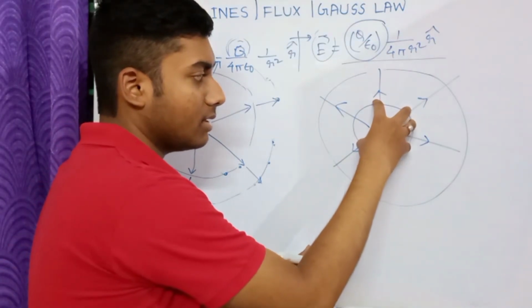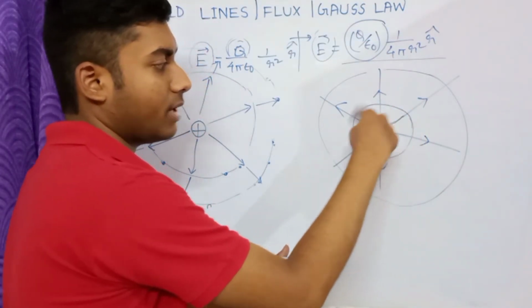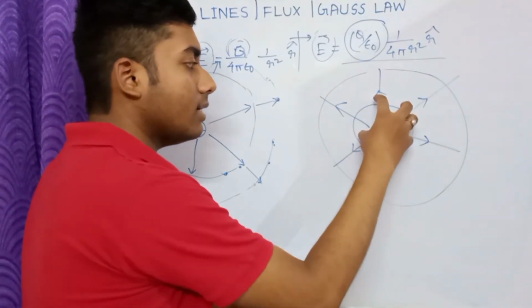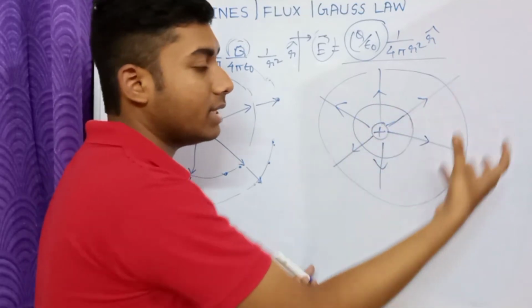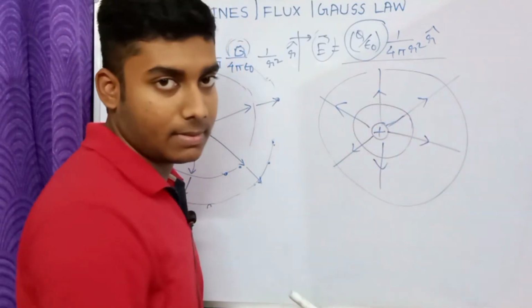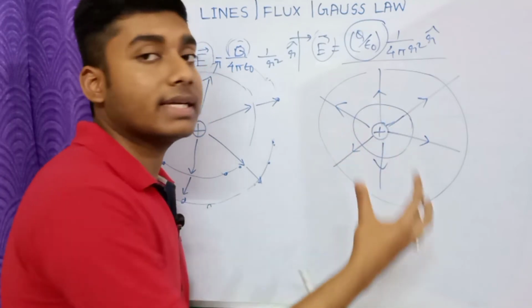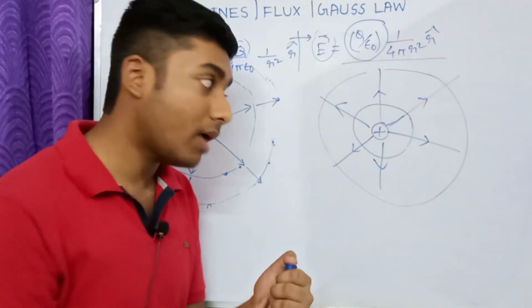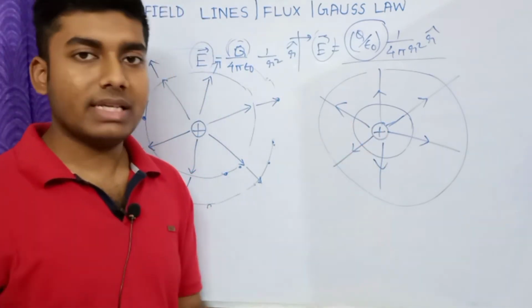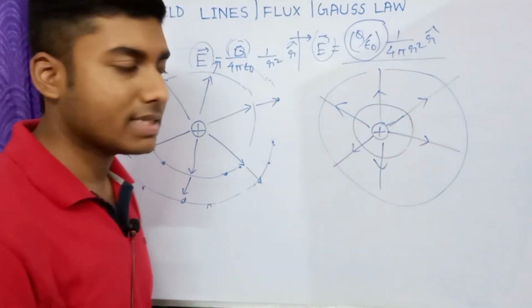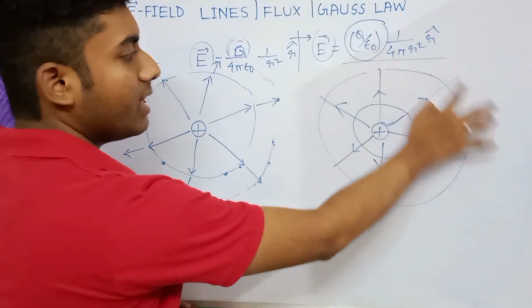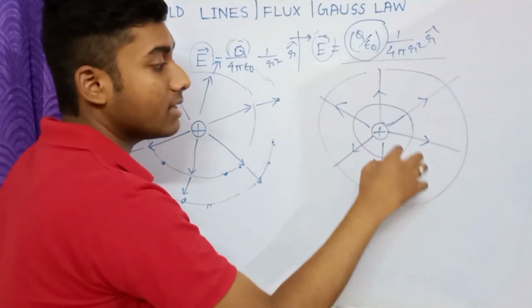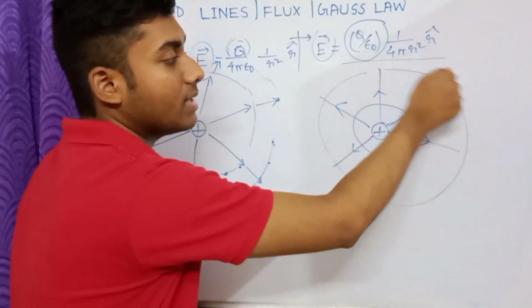Imagine in this region, this imaginary sphere, this is our imaginary sphere. In this spherical area, the number density of electric field lines, that is the electric field line density, is greater than that of this big sphere. Why? Because you can easily understand it from common sense: here this is our big area and the number of field lines is the same.